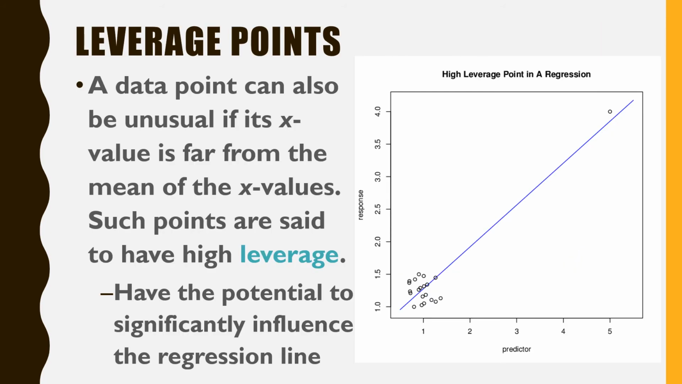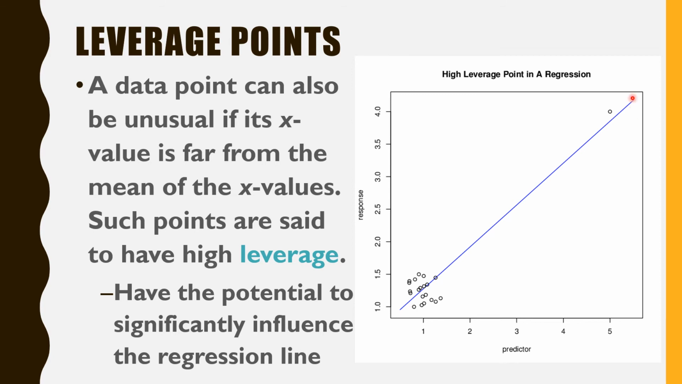Another type of special point that we can have in a scatter plot is called a leverage point. A leverage point is a point whose x-coordinate is very, very far away from the rest of your data's x-coordinates. For example, if we look at this scatter plot, most of our points are between an x-coordinate of say 0 and about 1.5.